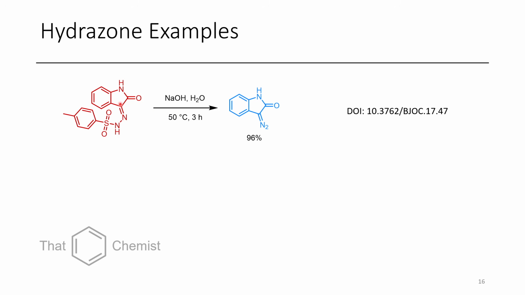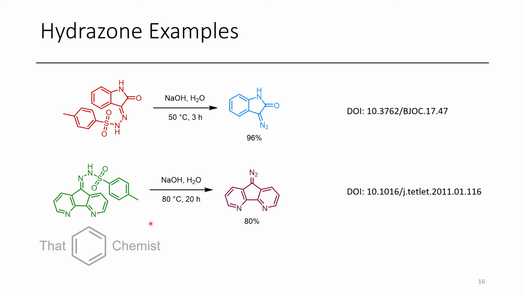You can see that the ketone of the isatin has just condensed with tosyl hydrazine to give us this tosyl hydrazone. Sodium hydroxide in water at 50 degrees Celsius for 3 hours was enough to convert this to the diazo. Now in this next example, you can see this interesting 2-pyridine containing system. This is cleanly converted to the diazo as well.